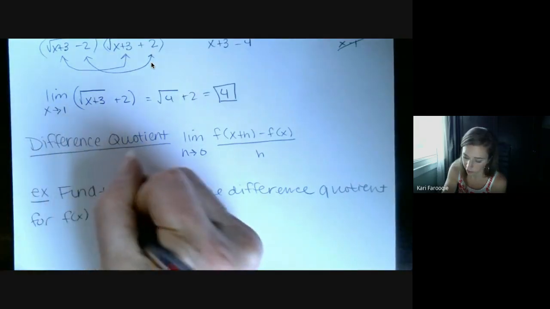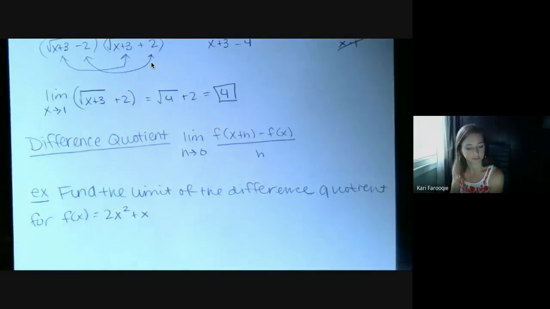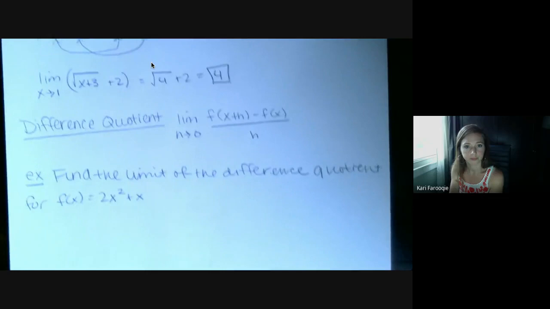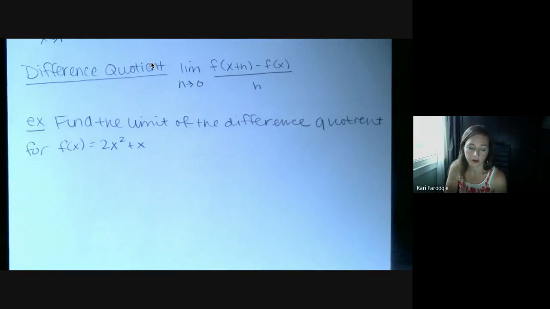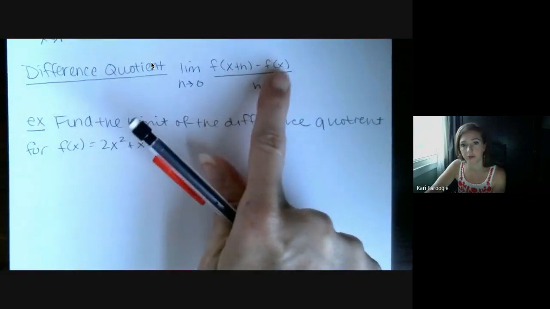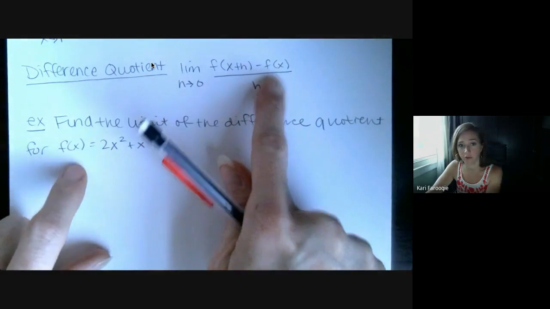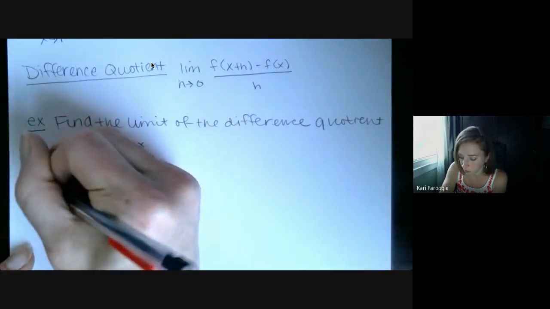for f of x equals 2x squared plus x. Now I'm giving you a function f of x. What we need to find is the function f of x plus h. Then we'll subtract off the f of x that I gave you and then divide it by h. So we need to simplify this so that we can find this limit. So first find f of x plus h.